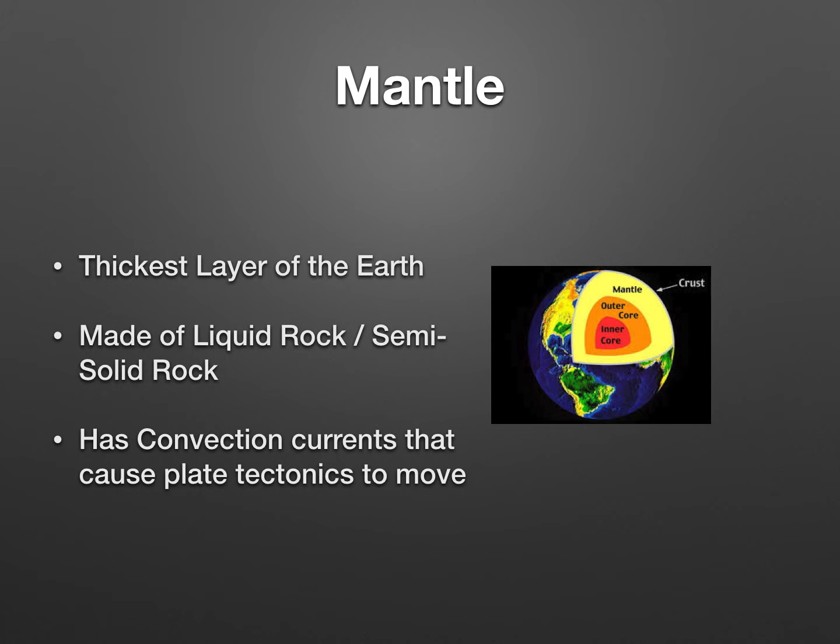Third layer is the mantle. Big things about the mantle: it's the thickest layer of Earth. It's slightly larger than the outer core. It's made of liquid rock, but really it's made of semi-solid rock, but either one is acceptable to me. The different types of rock don't really matter in 6th grade, so you just need to know it's liquid or semi-solid rock. And this is the other layer that has convection currents.